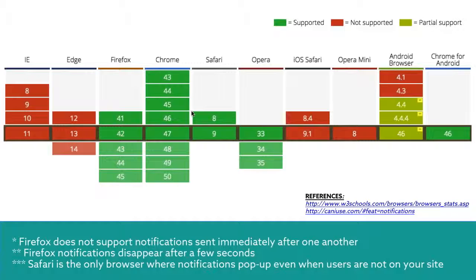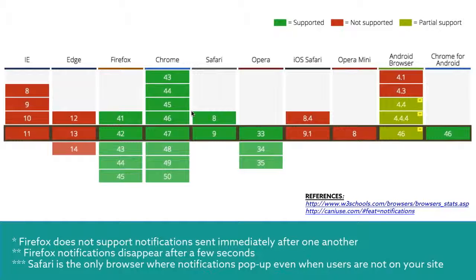There's a few things that I would like to also point out. Safari is actually the only browser where notifications pop up even when users are not on your site. So what that means is when you send the desktop notifications, the person will receive them on the spot even if they don't have the browser open on your site. It goes in the notification center that every Mac has, and they also see the pop-up on the top right of the screen. With all other browsers, they get it as soon as they return to your website.